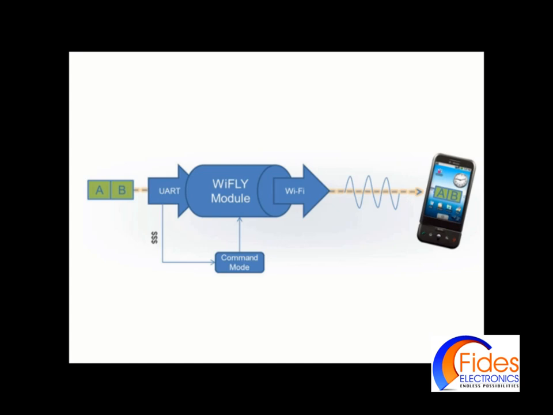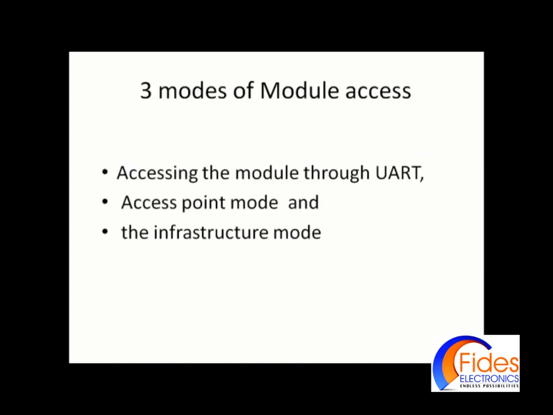This video demonstrates how to access and control ADC and GPIOs of RN171 for a typical use in industrial monitoring and control, home automation, etc. The video will also introduce you to 3 modes of module operation: accessing the module through UART, access point mode, and the infrastructure mode.